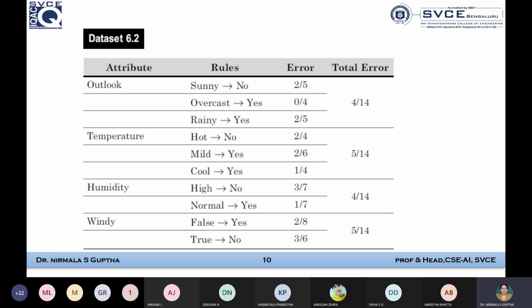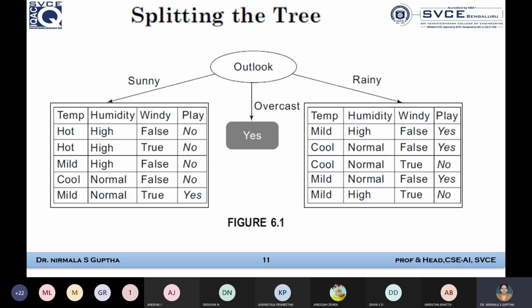Now I need to find the splitting of the tree into branches. Correct? The next topic is splitting the tree. Okay, so the root node is Outlook. Don't worry about the left branch and right branch. I haven't explained that yet. We will do that quickly.